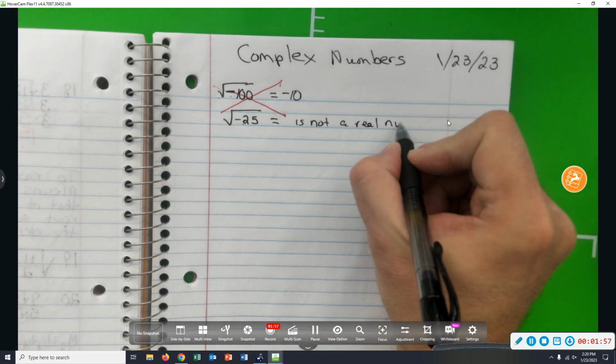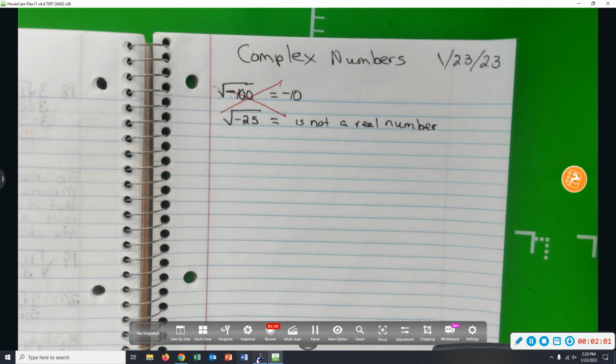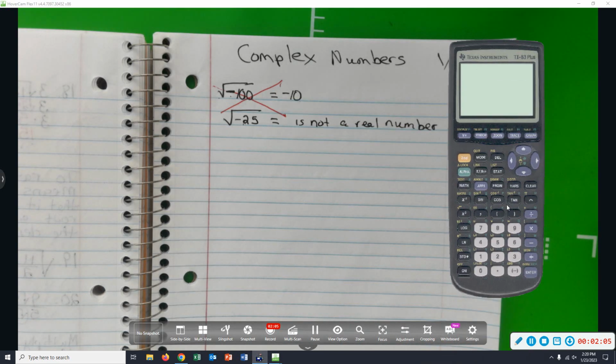Tim, why don't you punch that into your calculator just to show the error warning that you would get. There it is. Let's clear out all of that. If we went square root of negative 25, it's not going to say negative 5. It's giving you an error. It is not a real answer. That's what that means, non-real.